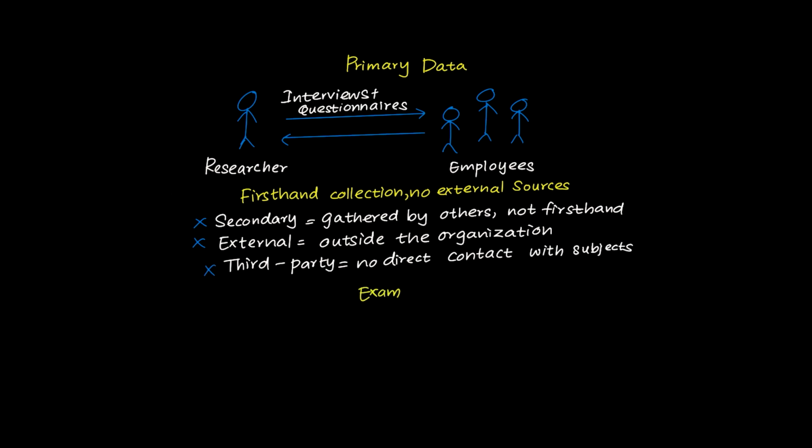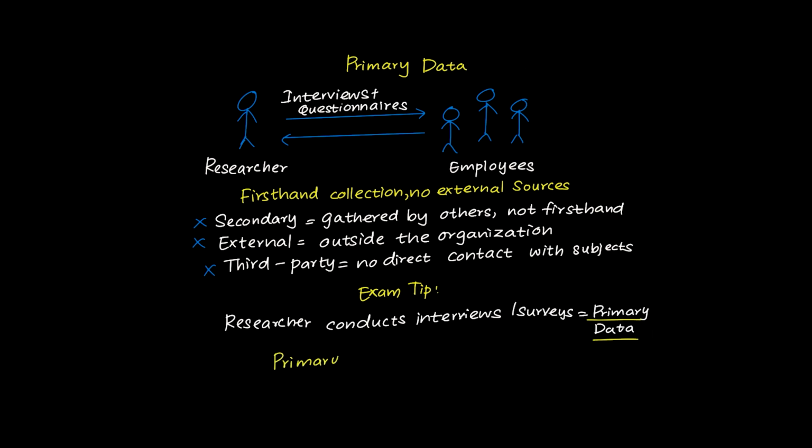Here's a WGU D467 exam tip for you. When a researcher personally conducts interviews, surveys, or questionnaires, that's primary data. The keyword is first-hand. Quick recall hook: Primary = personally collected first-hand.